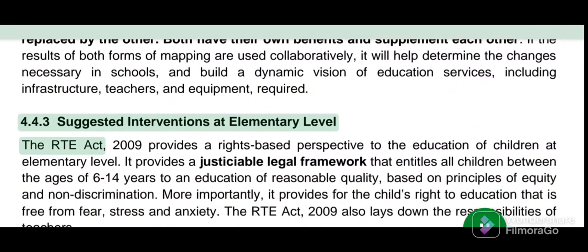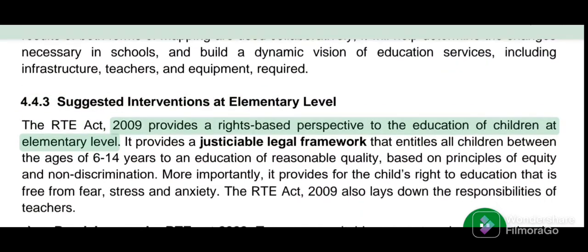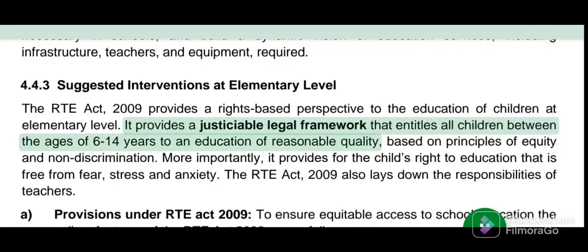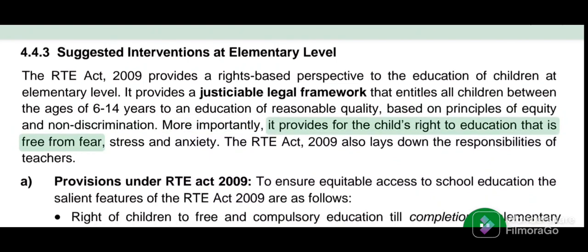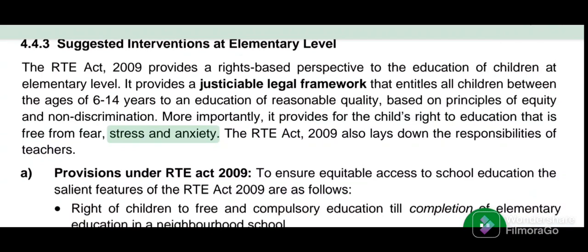4.4.3 Suggested Interventions at Elementary Level. The RTE Act, 2009 provides a rights-based perspective to the education of children at elementary level. It provides a justiciable legal framework that entitles all children between the ages of 6 to 14 years to an education of reasonable quality, based on principles of equity and non-discrimination. More importantly, it provides for the child's right to education that is free from fear, stress and anxiety.